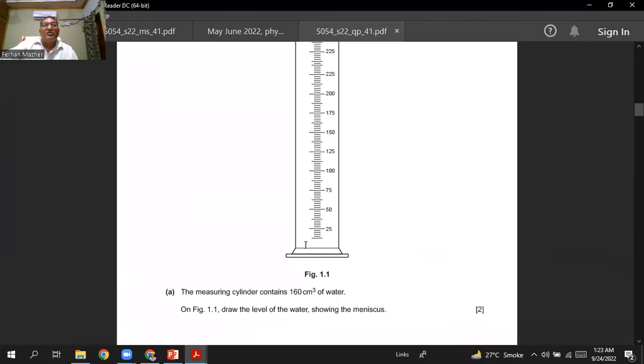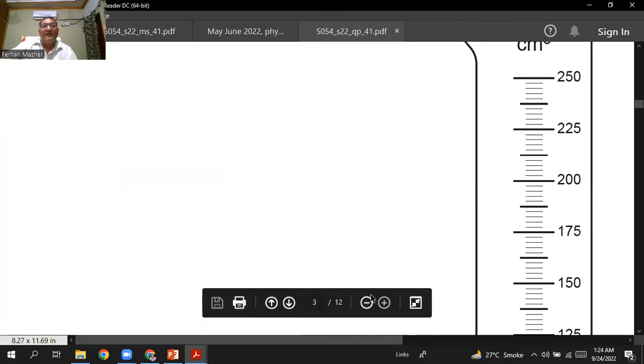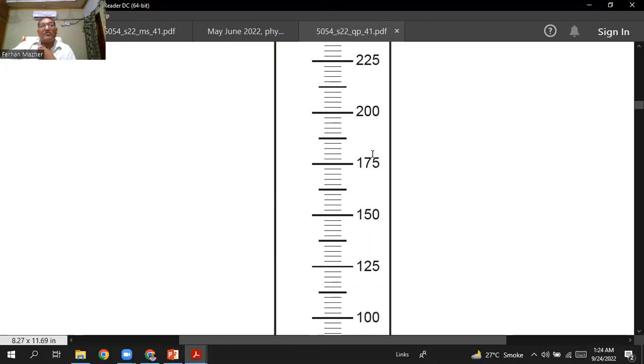Okay. So we have to draw a meniscus here. So let me increase the size so you can see it more clearly. So here we go. You see, this is 150, this is 175, this is 200. So this is a difference of 25, which is represented with the 10 small units. So small divisions, I mean. So each two divisions represents 5. So this will be 155 and this will be 160.